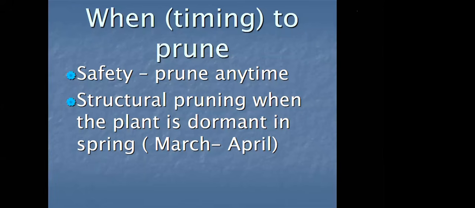Structural pruning, meaning you're trying to form the shape of the tree in particular, is best done in spring. And usually in Central Oregon, that's going to be between March and April. Most plants can be pruned between March and April, and there's a few exceptions to that, and we'll talk about those. But the general rule of thumb is March to April for structural pruning. That's primarily because the leaves haven't come out yet on the tree, and so you can see the branch pattern really well. So if you're trying to open up the plant or just take out any problem branches, you would be able to do that without the leaves disrupting the view.